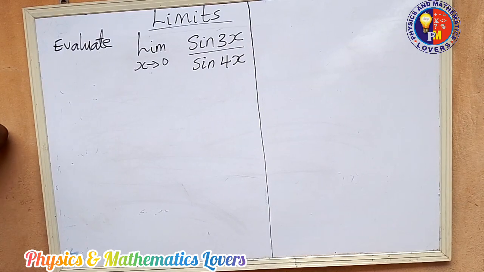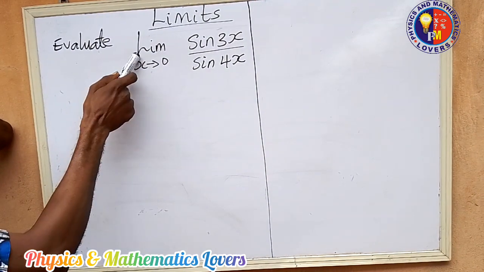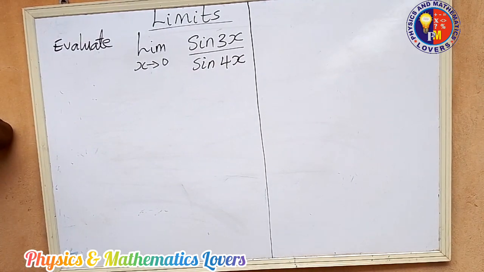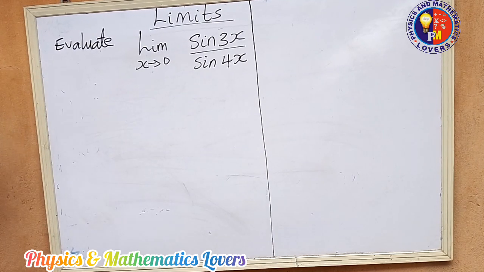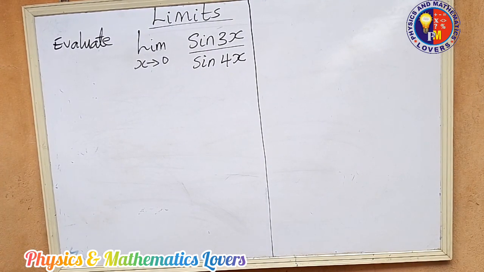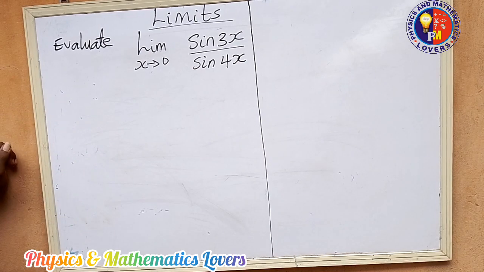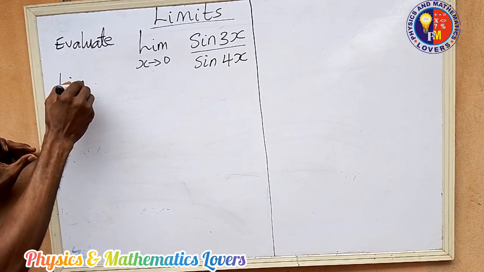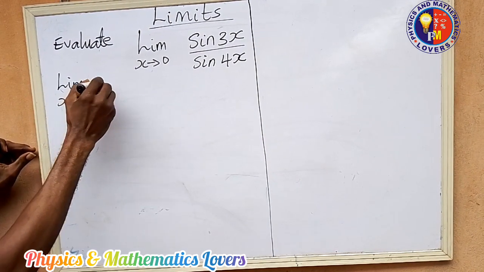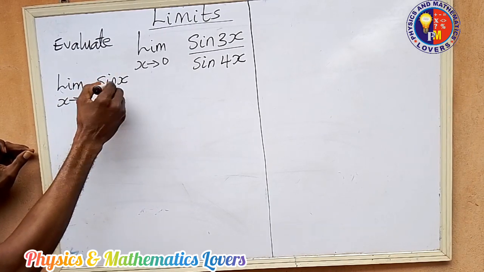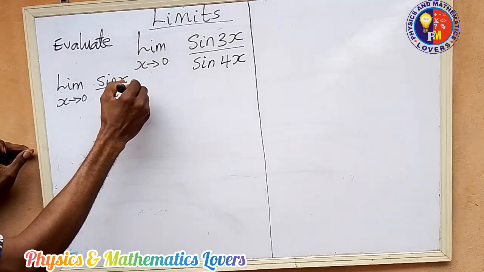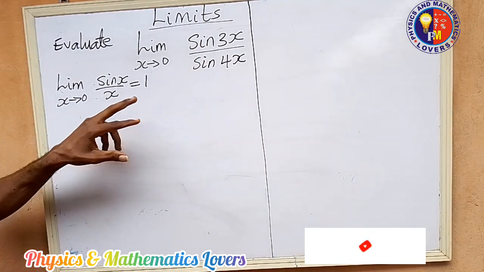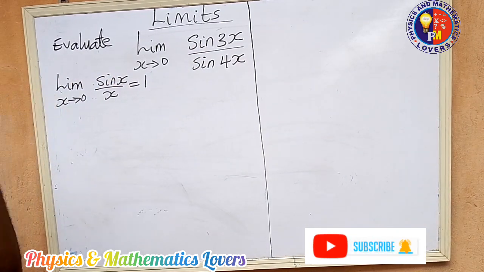Before us here is a question on limits. The question says: find the limit as x tends to 0 of sine 3x over 4x, all over sine 4x. So recall the trigonometric identity for limits: the limit as x tends to 0 of sine x over x is equal to 1. Whatever we are going to work here, we are going to make sure that everything looks like this. So that is our transformation.